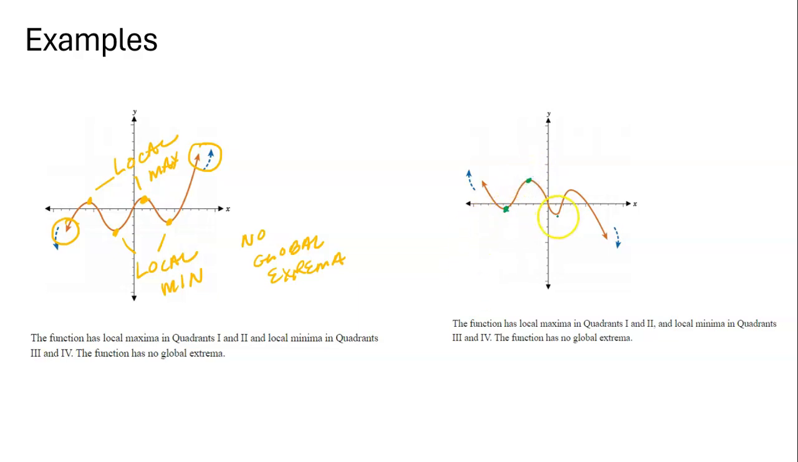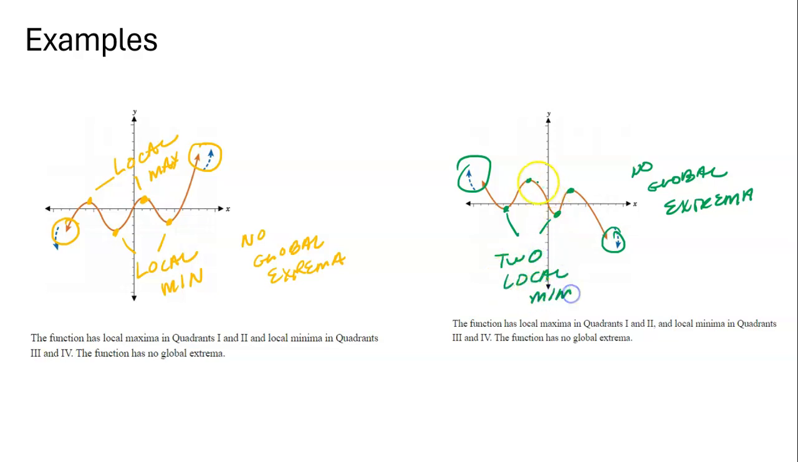And wherever it changes direction, I just put little dots because that reminds me. And again, this has no global extrema because it goes up forever on that side and it goes down forever on this side. So we have two local mins and we have two local maxes.